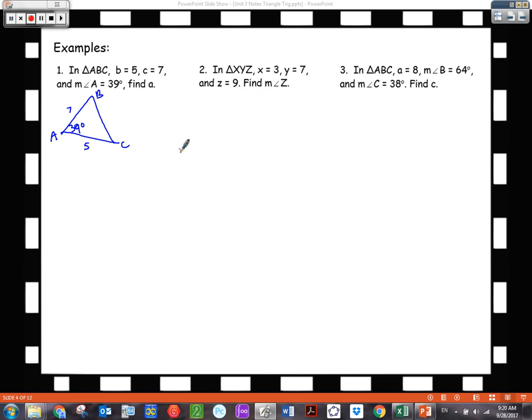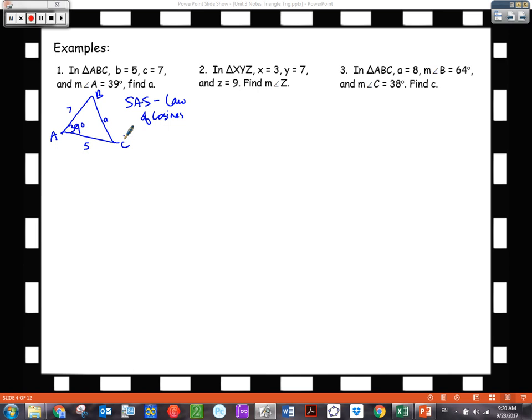Basically what we have is side, angle, side. Right? That's what we have. We have side, angle, side. When we have side, angle, side, that means we want to use law of cosines. They're asking us to find side A. Okay, so law of cosines.